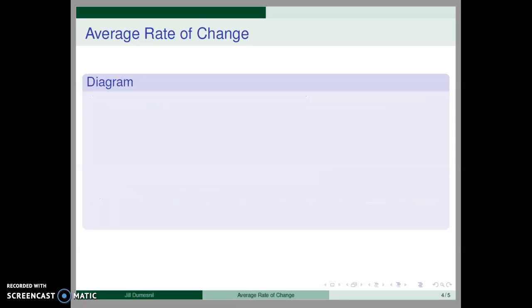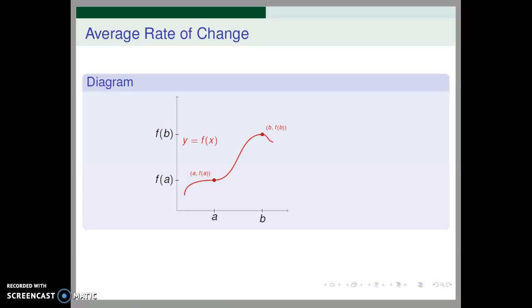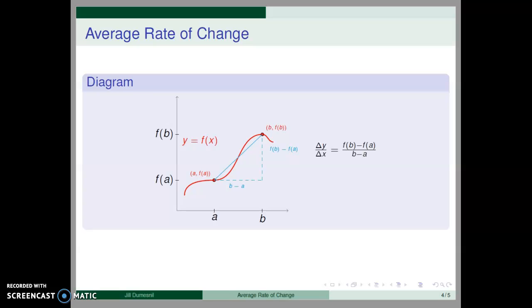Let's look at a diagram for additional clarification. We are given a graph of a function y equals f of x over the closed interval from a to b. If we consider the line through the points b, f of b and a, f of a, we see that the rise is f of b minus f of a, and the run is b minus a. Thus, the change in y over the change in x, or the average rate of change, is exactly the slope of this line.